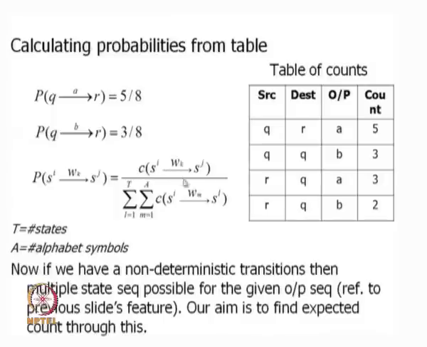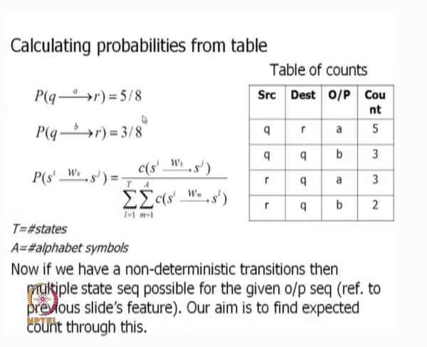So, this can also be expressed by a formula here. The probability of S_i to S_j with output symbol W_k is the number of times S_i goes to S_j with W_k, divided by all the cases of S_i going to different states S_l with different output symbols W_m. That is why there are 2 sigma symbols here. One is for all possible output symbols and the other is for all possible destination states.